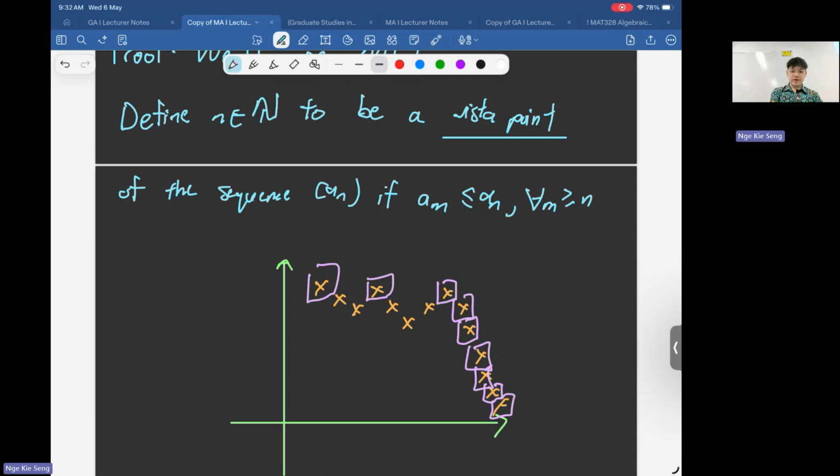So there are two possibilities. One possibility is that there are infinitely many vista points. The second possibility is that there are finitely many. So we will break into two cases. If there are infinitely many, then you just take these vista points as your subsequence. You can see that this subsequence is always non-increasing, because we are making sure that everyone is below you.